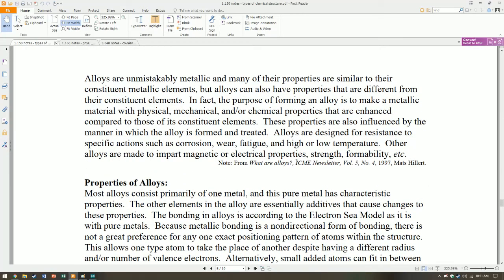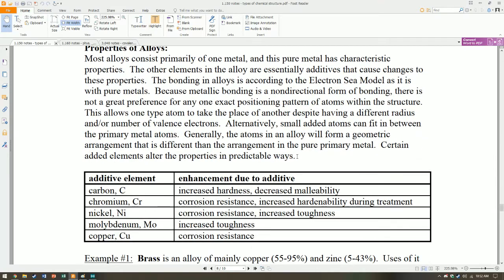Alloys are metallic because their properties are the same as the metals. However, by adding other metals or non-metals, you can augment the properties. For example, carbon steel is much stronger than regular iron, and that's why you use it. You can develop resistance to corrosion, wear and fatigue. You can develop alloys that are temperature resistant, so they can withstand high or low temperature extremes. Since they're a solution, they tend to average out the properties of each component of the mixture.